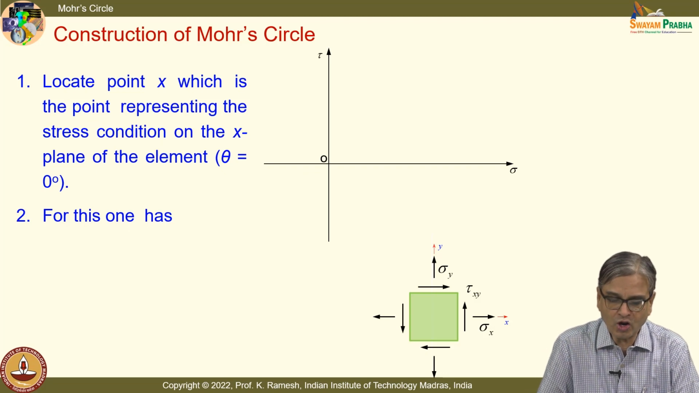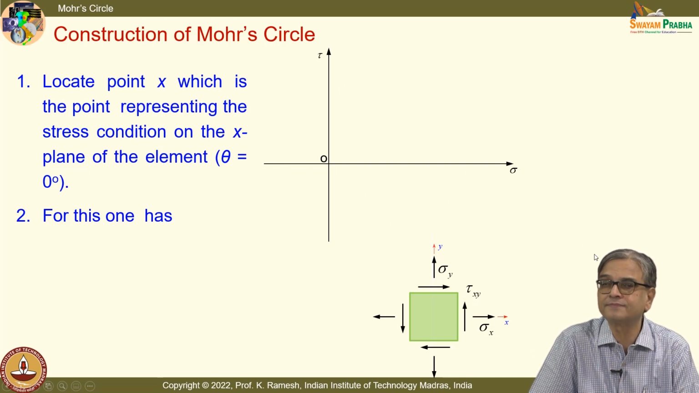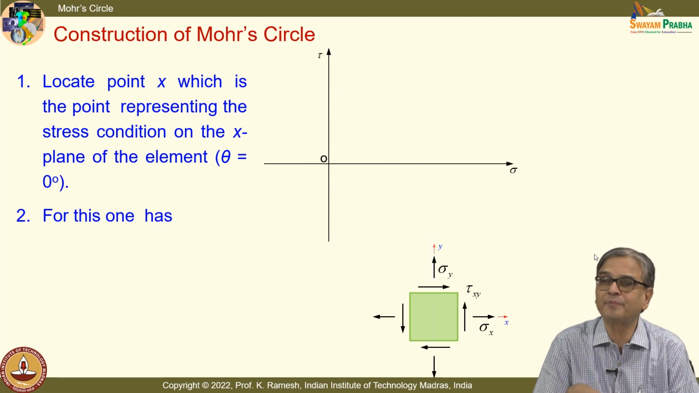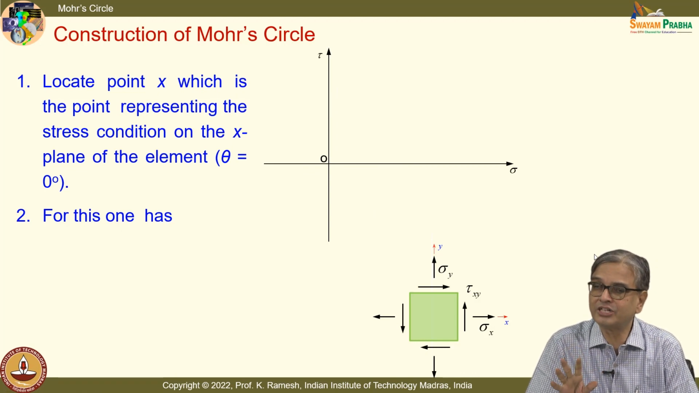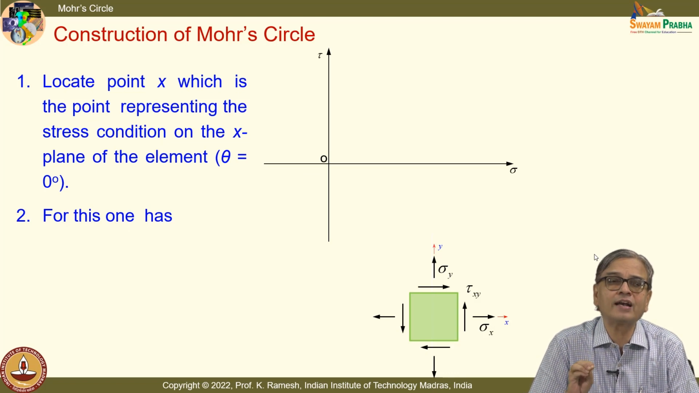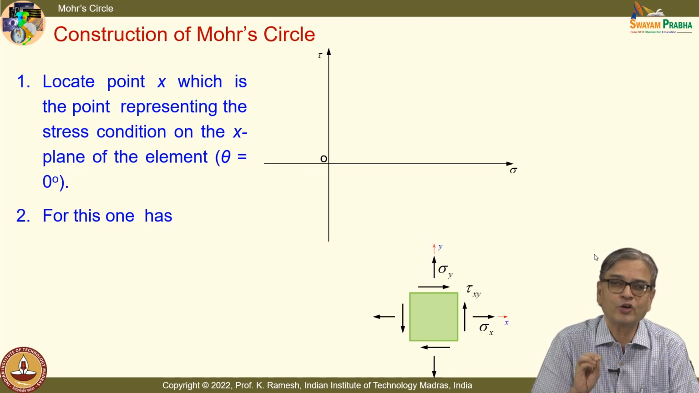Now I have to plot what is happening on plane x. Okay. So it has sigma x and tau xy. So sigma is on the x-axis and tau is on the y-axis. Where will you normally plot? Which quadrant will it be? We have learned the sign convention. Fine. You can at least say which quadrant it will be if you are given a choice.